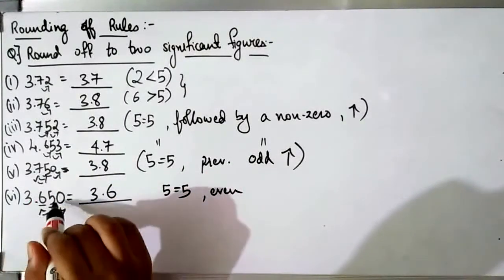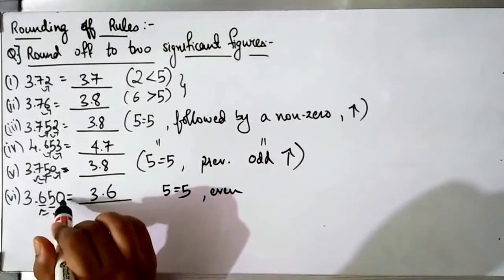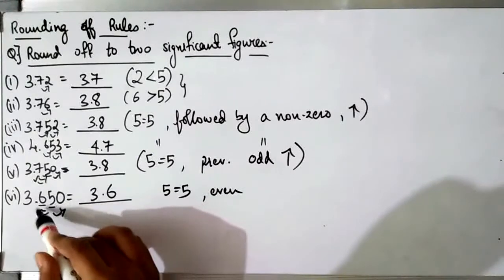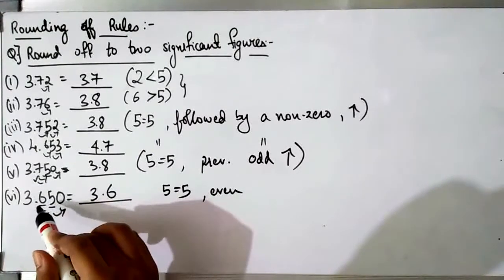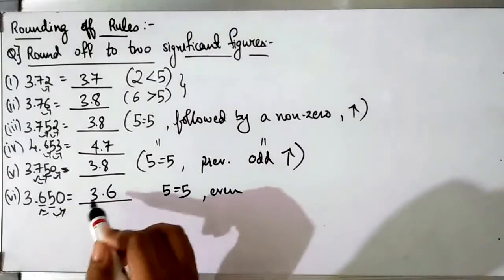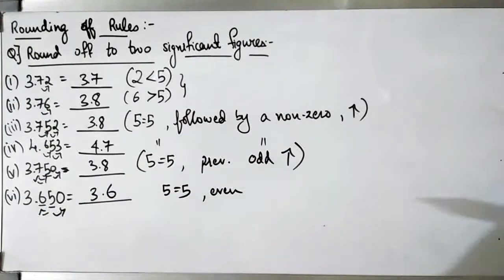Here also we had a similar condition. We had got 5 and the next number was followed by a 0. Whenever we have 0, we are going to check the previous number. Previous number was 6, which is an even number, and whenever we have got even number, we are going to let it remain the same. So that is the rounding off.